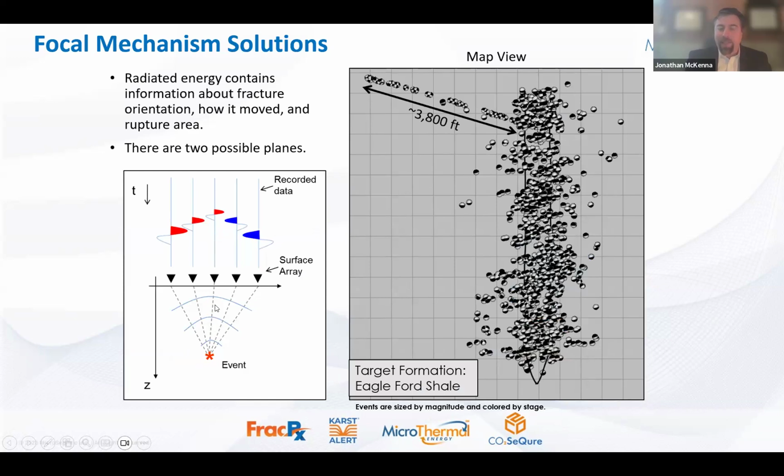So like I said, we detect that radiation pattern at the surface. When the rock ruptures at the hypocenter location, some of the energy would be moving downward and some would be moving up at the array. And the location in between that would be the nodal plane. And so we detect that P wave radiation pattern, and that can be decomposed into these beach balls, which gives us the focal mechanism.